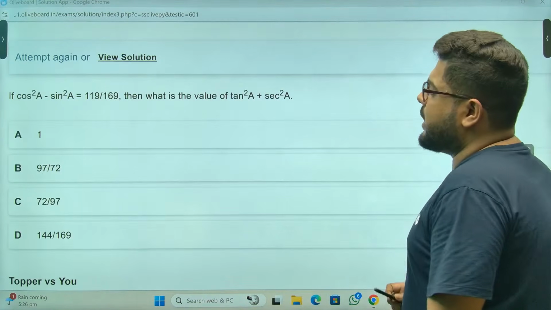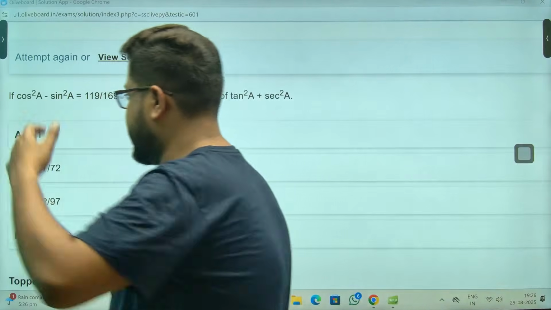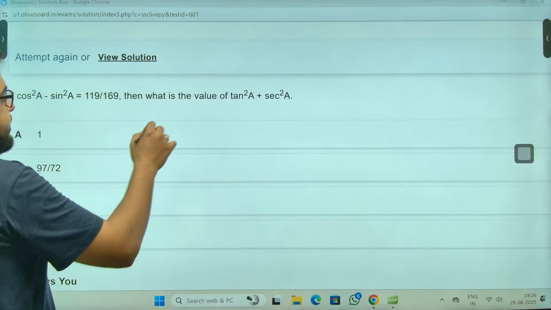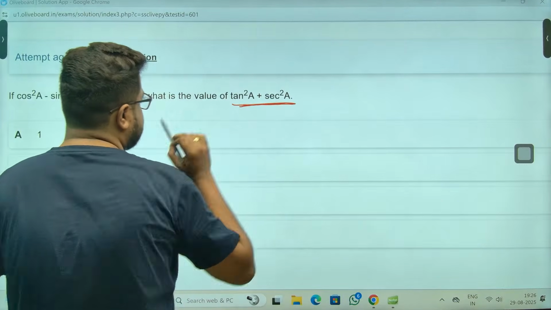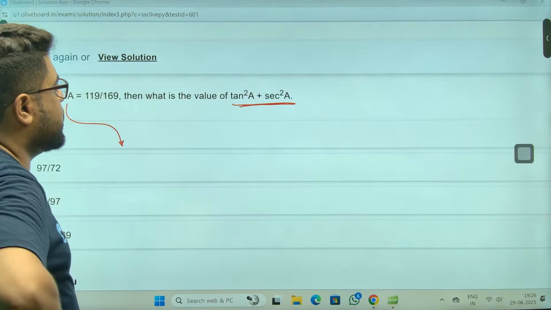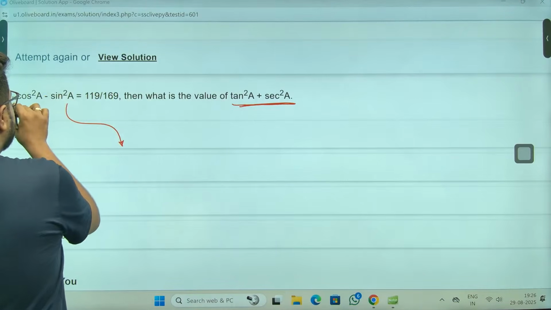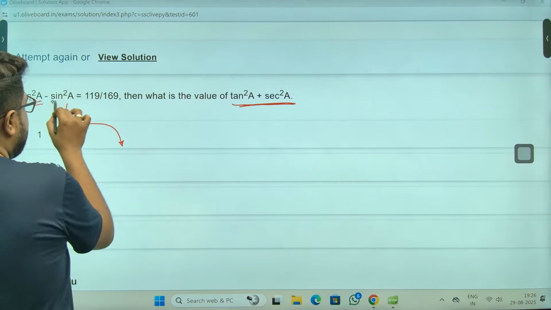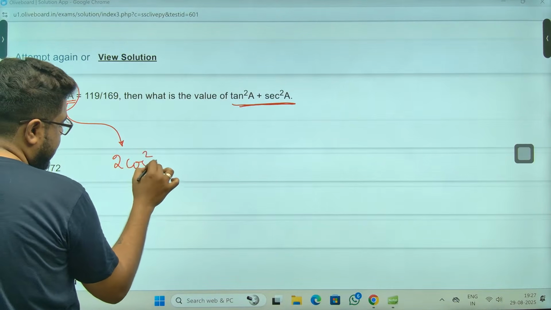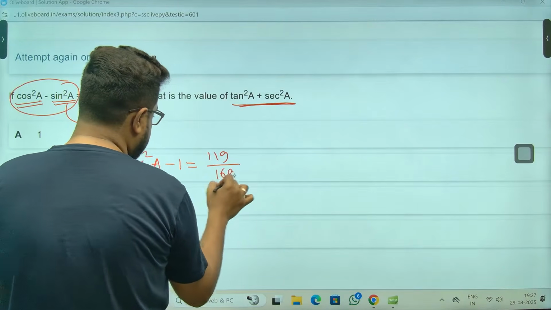Cos square A minus, so cos 2A formula, but again, if we go with cos 2A, it will get messy, because this is also on this term. So let's not complicate things. Let's keep it simple. Sir, cos square I'm keeping, and this can also be written as 2 cos square A minus 1, right?